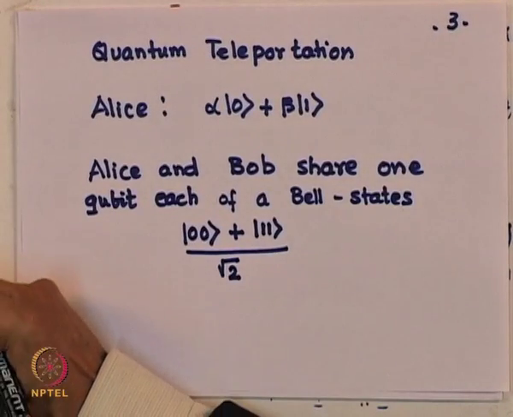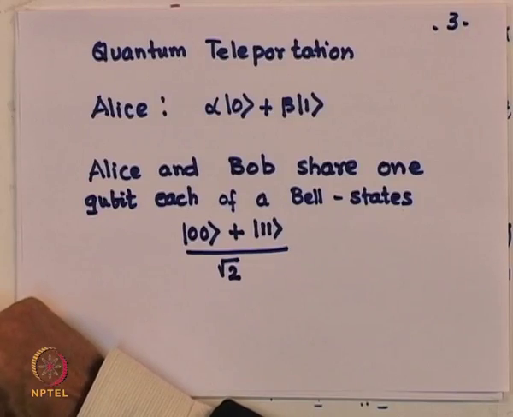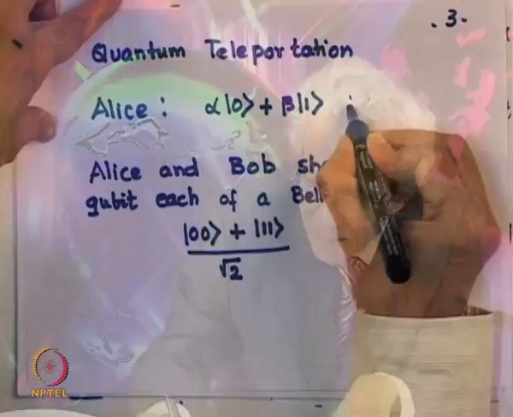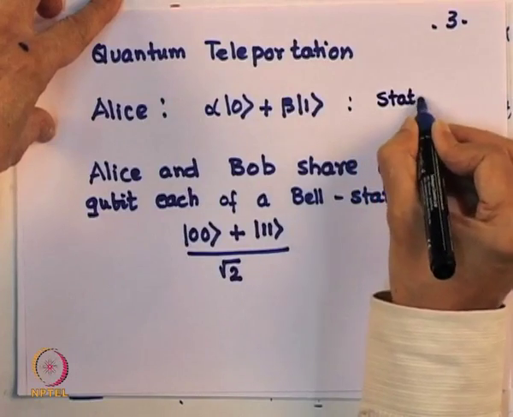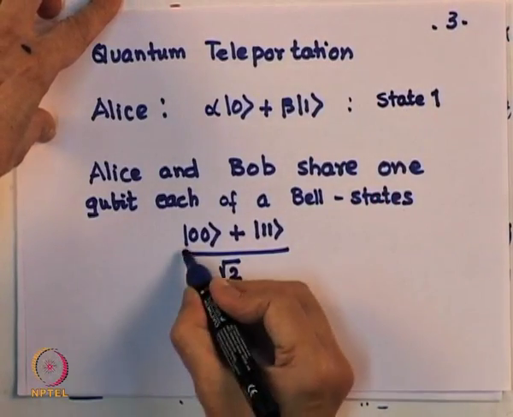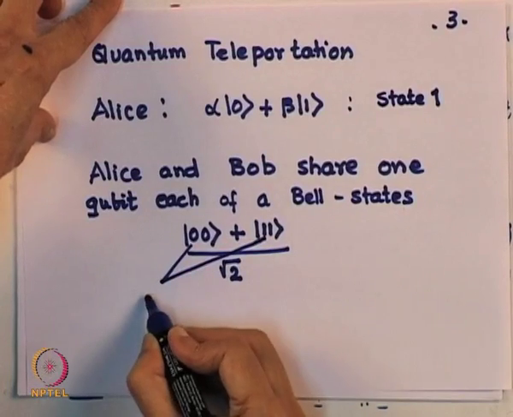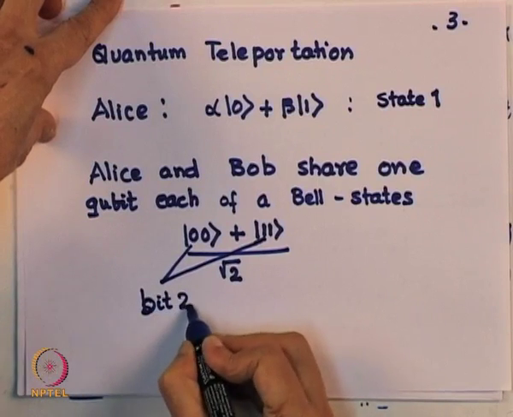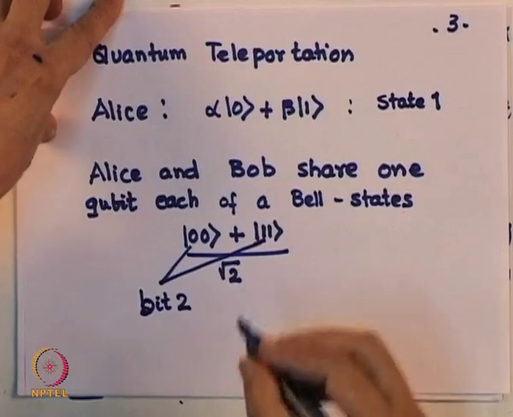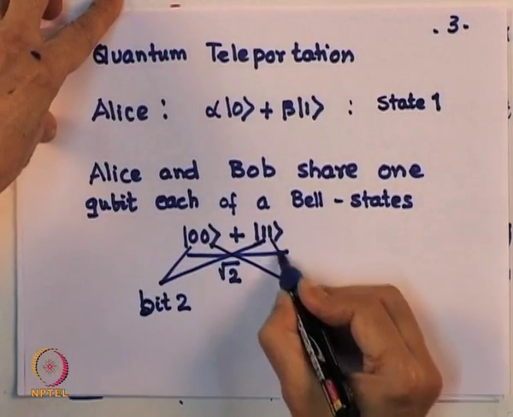Now this is an entangled state. So it's not a state which you can write as a state with Alice multiplied with a state with Bob. This is an entangled state. Now, with this notation, what I will do is assume that this is Alice's state. This I will call state 1. The first qubit of Alice I will call bit 2. So Alice has bit 1 and bit 2, and Bob has bit 3.